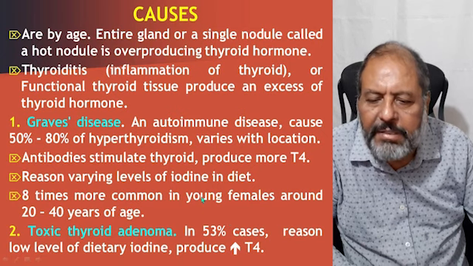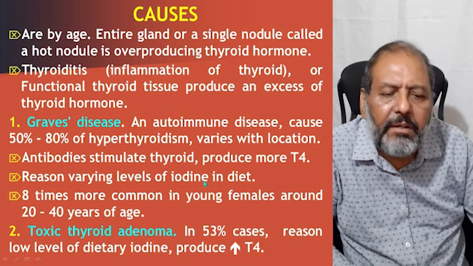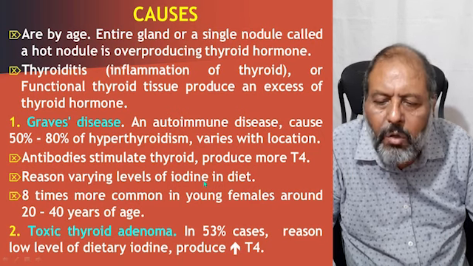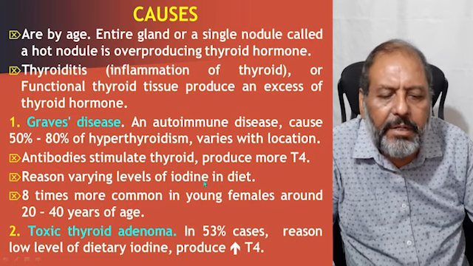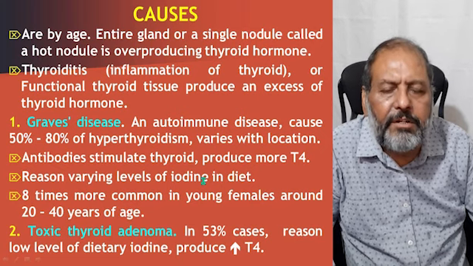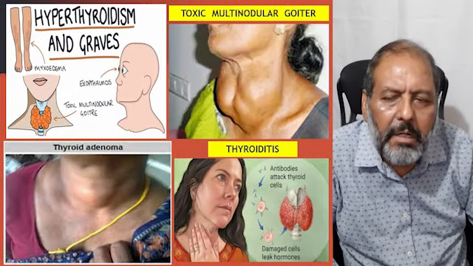Number 2 is the toxic thyroid adenoma. Seen in 53% of cases, the reason is a low level of dietary iodine, which produces more T4 in response to a low level of thyroid iodine.